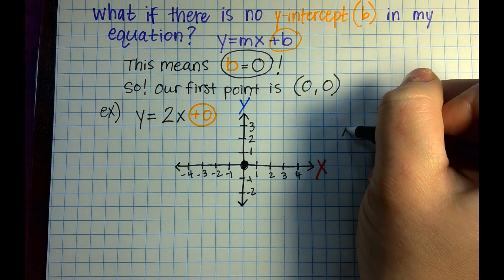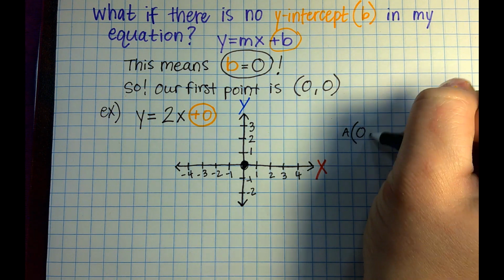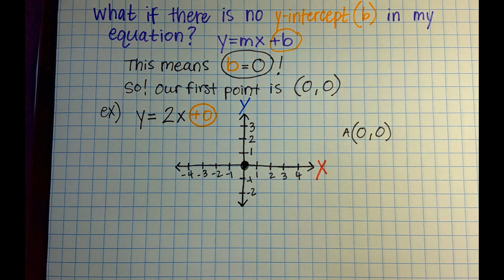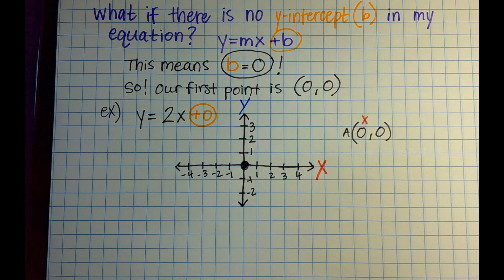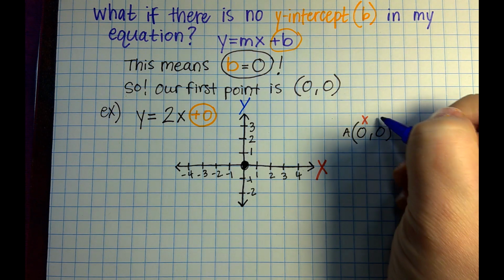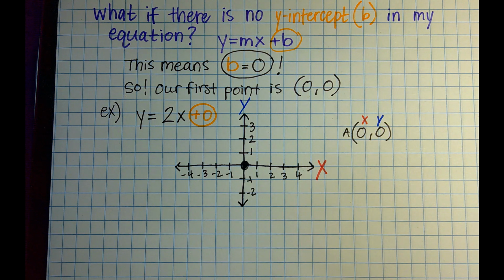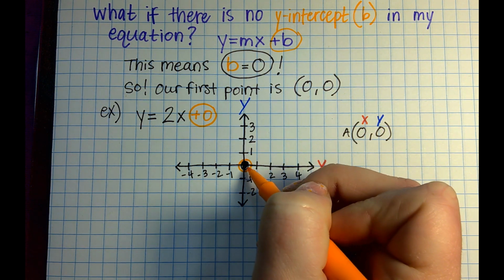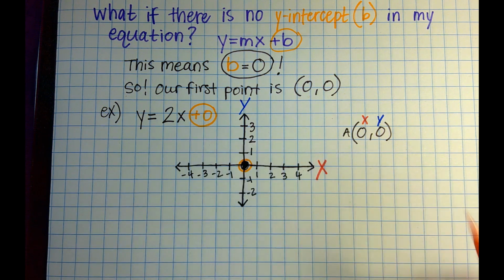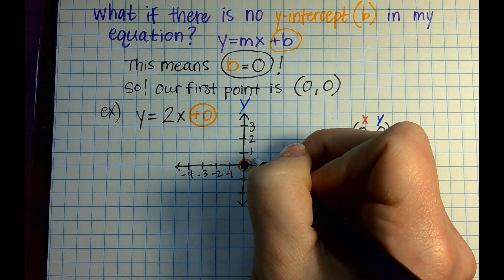I'll call that point A, 0, 0. I'll label my X and Y. And I'll make this orange so you can see that this came from the y-intercept. Okay, that's point A.